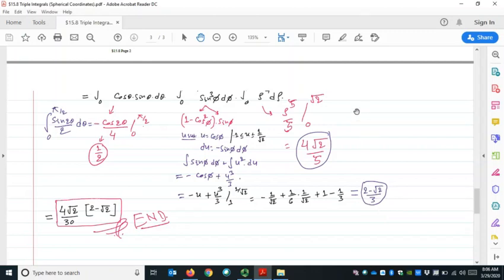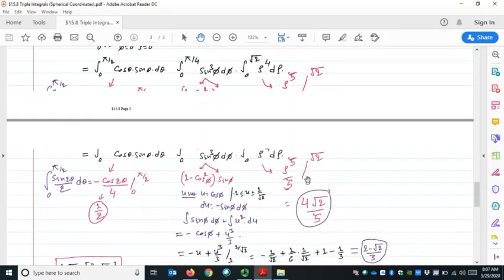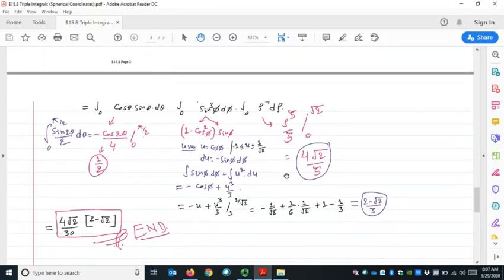Great. Now let's move on to the third integral, which is the rho integral. The integral of rho to the power 4 with respect to rho becomes rho to the power 5 over 5, with limits rho equals 0 to radical 2. Putting in rho equals radical 2 as the upper limit gives 4 times radical 2 over 5, and the lower limit is 0. So now we have 3 results here: this from the theta integral, this from the phi integral, and this from the rho integral.